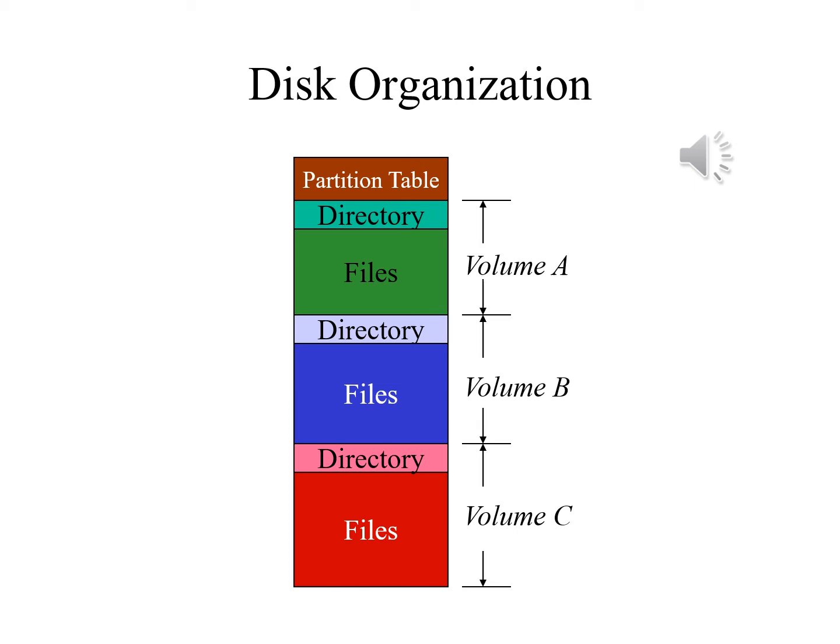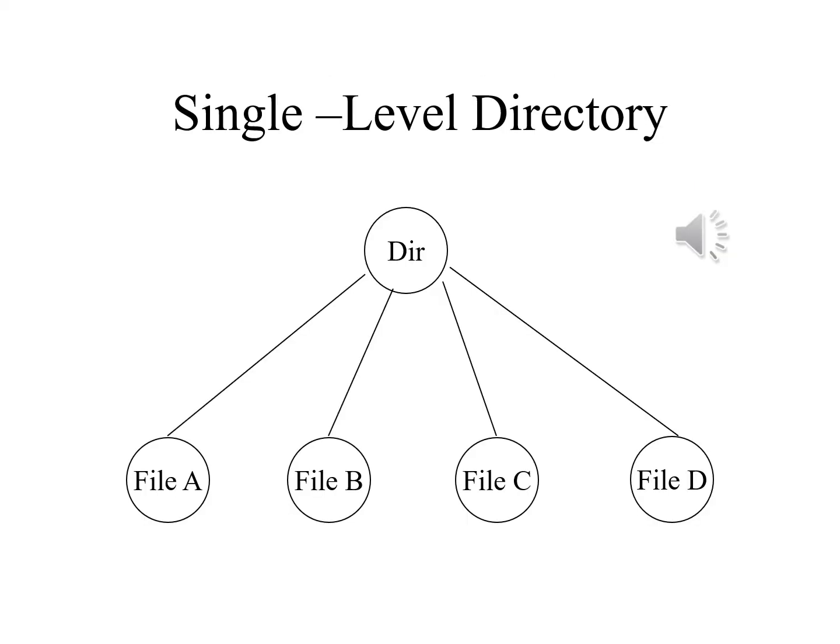Each are described in the partition table, and each begins with their own directories. The simplest directory structure is a one-level structure. All files are listed in the same directory. It is easy to implement and maintain. But it's limited in many ways.